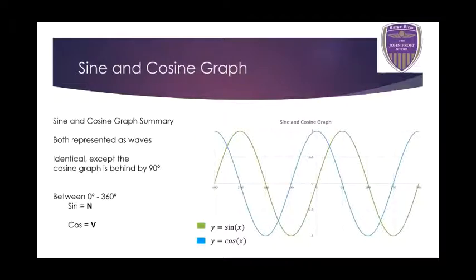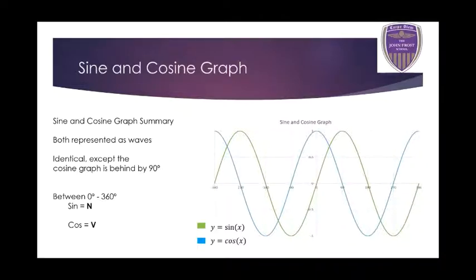So, just like we said before, they're both represented as wave functions. They both have a periodicity of 360 degrees. They both have an amplitude of 1. But the difference between the sine and the cosine graph is that the cosine graph has been shifted back 90 degrees, if you will.